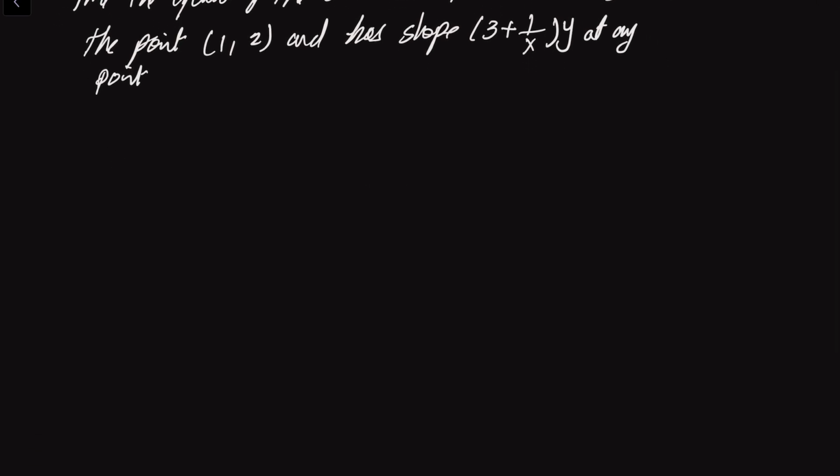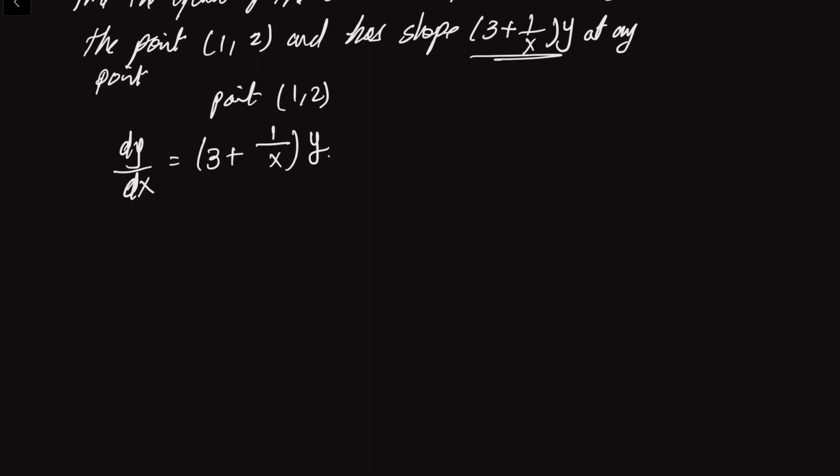So we have the point is (1, 2). And the slope, so we say dy/dx, which is the slope, is equal to (3 + 1/x) y. Let's switch those here. So it would be dy over y equal 3 plus 1 over x. So it's basically the same, we didn't really change anything.